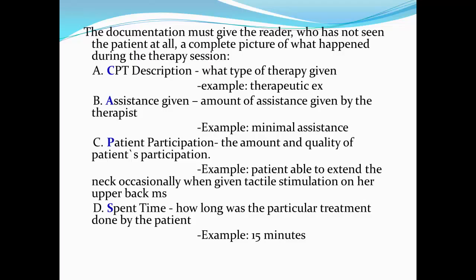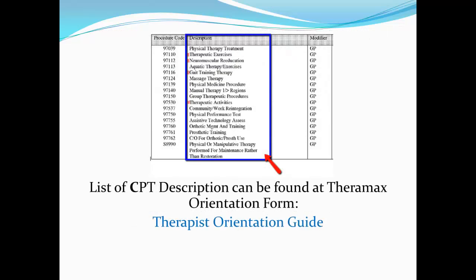A. CPT description. What type of therapy was given? Example, therapeutic exercises. B. Assistance given. Amount of assistance given by the therapist. Example, minimal assistance. C. Patient participation. The amount and quality of the patient's participation. Example, patient able to extend the neck occasionally when given tactile stimulation on her upper back, MS. D. Spent time. How long was the particular treatment done by the patient? Example, 15 minutes. The list of CPT descriptions can be found in the Theramax Orientation Form, Therapist Orientation Guide.